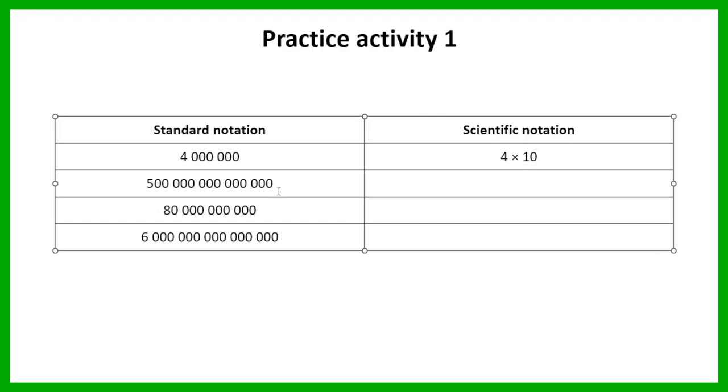Now remember, every time you multiply a regular number by 10, what happens is you end up adding a zero. So every time I multiply 4 by 10, I'm going to end up adding zeros. Over here, I've got 6 zeros. So I'm going to put to the power of 6, because that means that I've multiplied by 10 6 times, which is how I ended up adding on all of those 6 zeros.